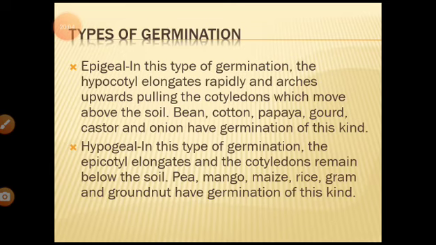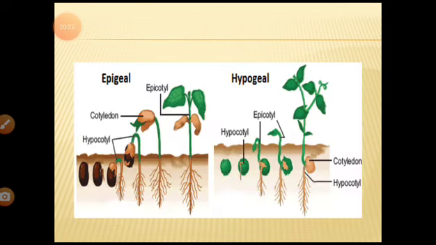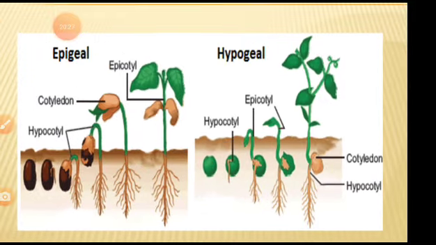In the dicot seed, epigeal germination occurs. In hypogeal germination, the epicotyl elongates and the cotyledons remain below the soil. For example, pea, mango, rice, gram, etc. You can understand it with the help of this picture. I hope it will be clear to you with the help of this picture.